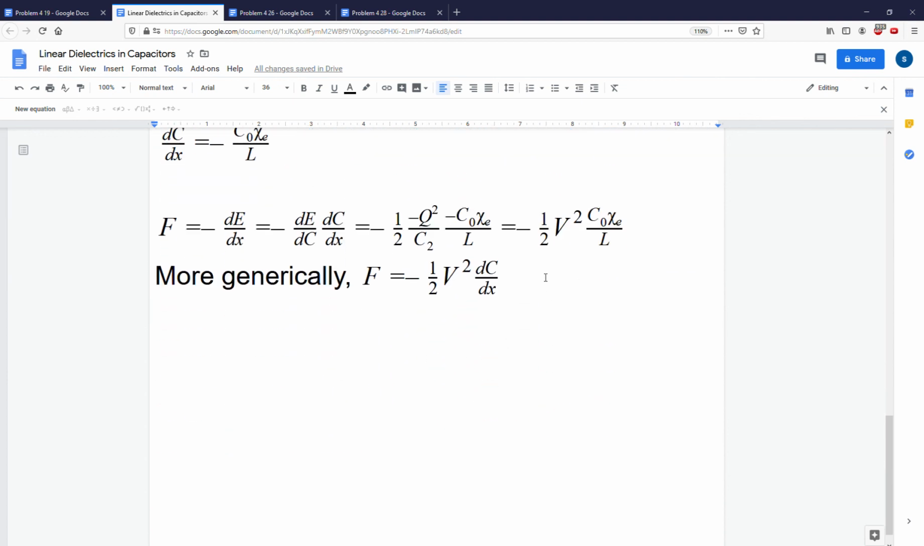Lastly, I could do this more generically and say that if a dielectric material is placed inside a capacitor, then the force pulling it into the capacitor has a magnitude 1/2 times V squared times this derivative, how much the capacitance changes depending on how far into the capacitor the dielectric material is. I should clarify that this force is an attractive force. Dielectric materials are pulled into a capacitor.